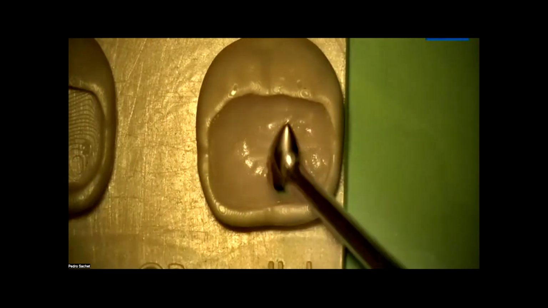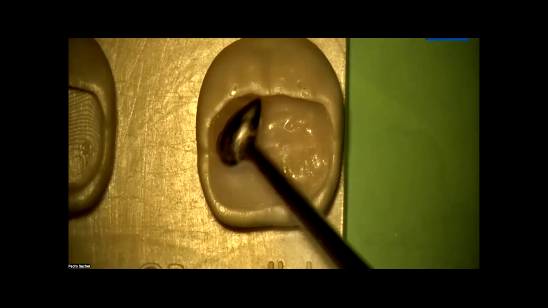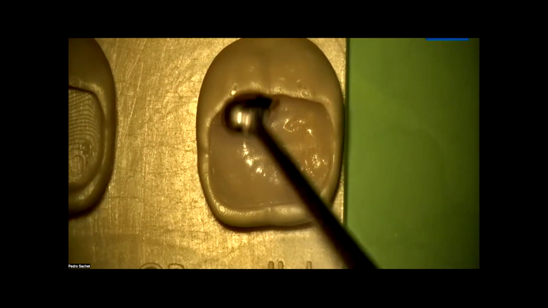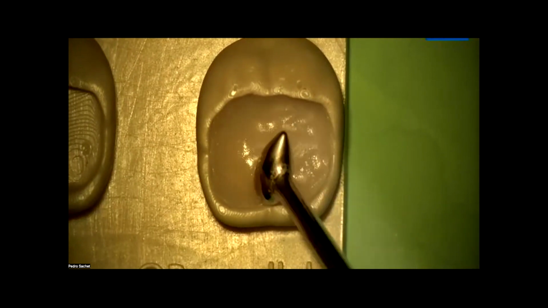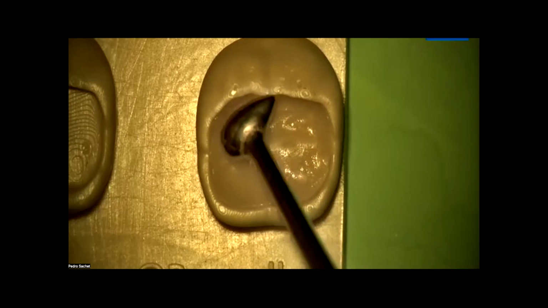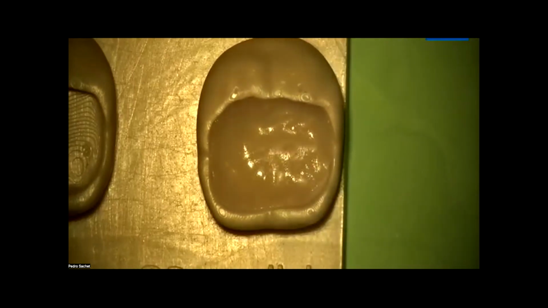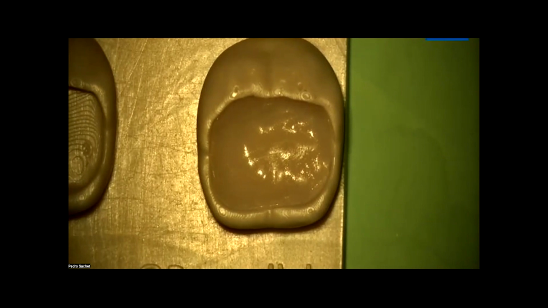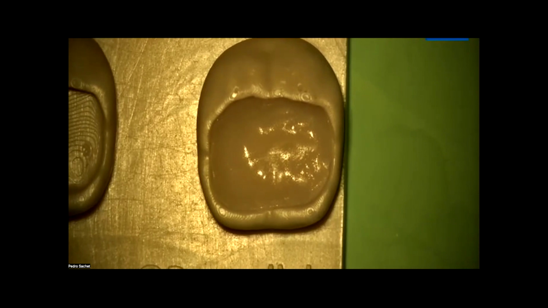Doctor, what shade do you usually use for the dentin layer? What shape? Shade, sorry. I like more saturated dentins, so I use A3, A3.5, A4. I really like more saturated dentin. Okay.